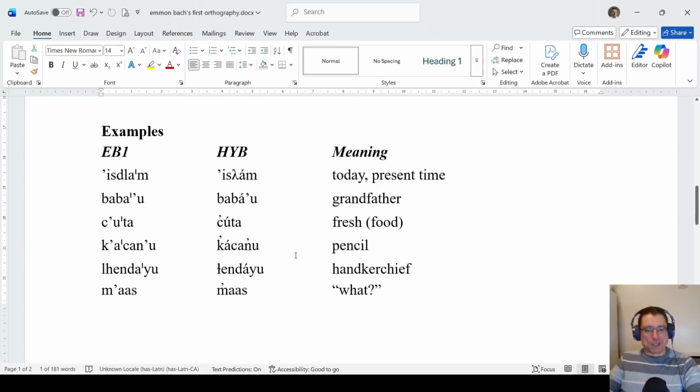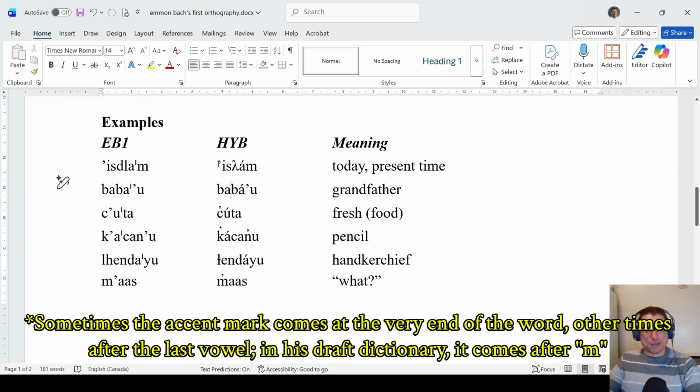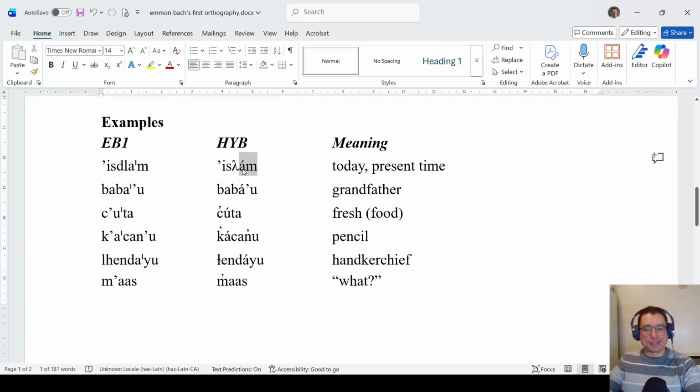So we'll look at some examples here. The first one is Islam. So you can see that the accent mark comes after the A, and in following orthographies, the accent mark gets moved on top of the A. So that's how we know where to put emphasis. Islam. And that means today or present time.